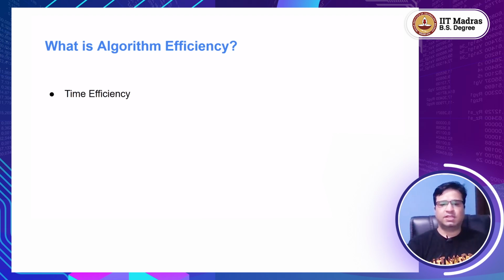First, time efficiency. It represents how fast the algorithm runs. We measure this in terms of the number of operations an algorithm performs, not necessarily the actual clock time, as that can vary based on computer speeds. Second is space efficiency. It represents how much memory the algorithm needs. This includes the space for the input data and any extra space the algorithm uses during its execution.